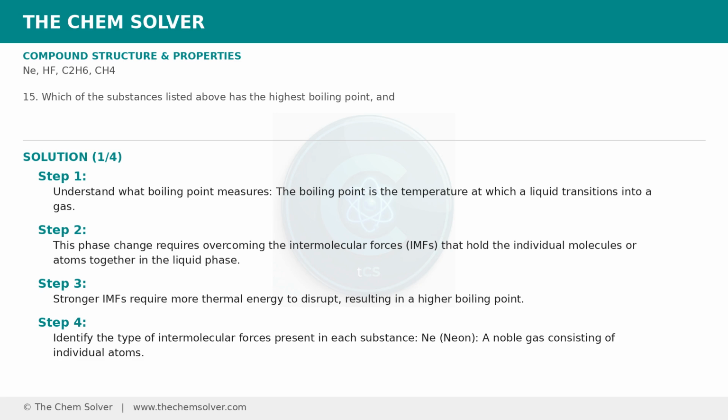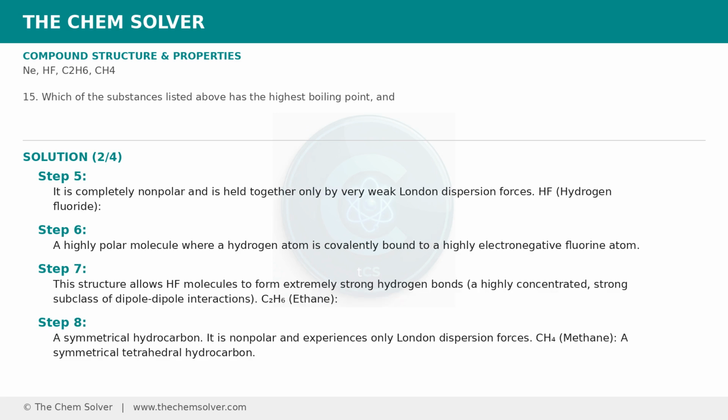Identify the type of intermolecular forces present in each substance. Neon, a noble gas consisting of individual atoms. It is completely nonpolar and is held together only by very weak London dispersion forces. HF, hydrogen fluoride, a highly polar molecule where a hydrogen atom is covalently bound to a highly electronegative fluorine atom. This structure allows HF molecules to form extremely strong hydrogen bonds, a highly concentrated, strong subclass of dipole-dipole interactions.